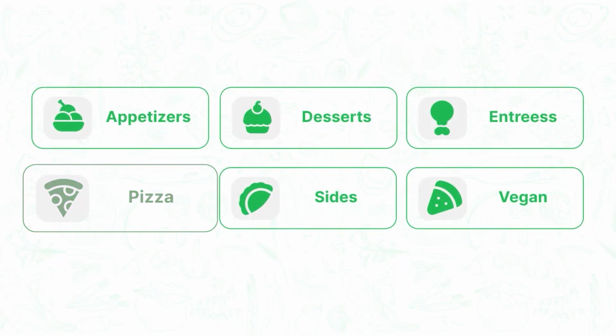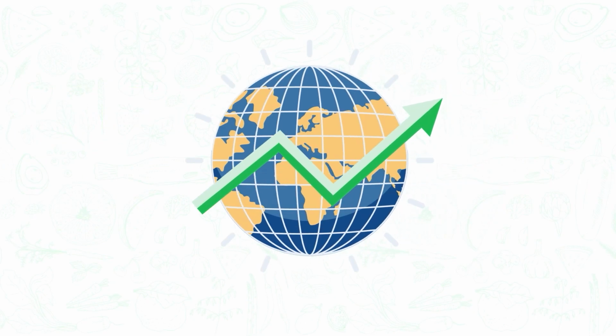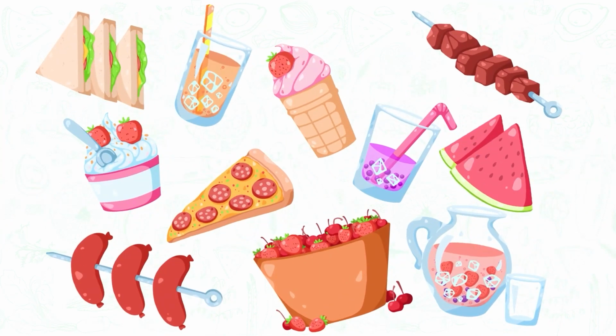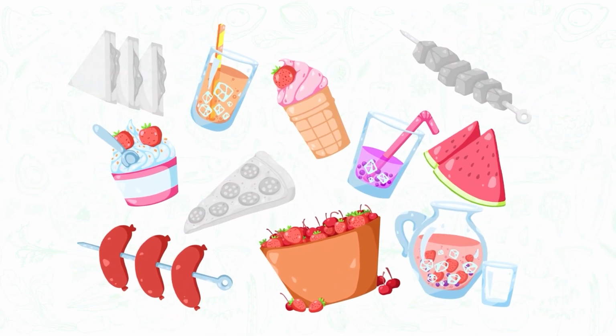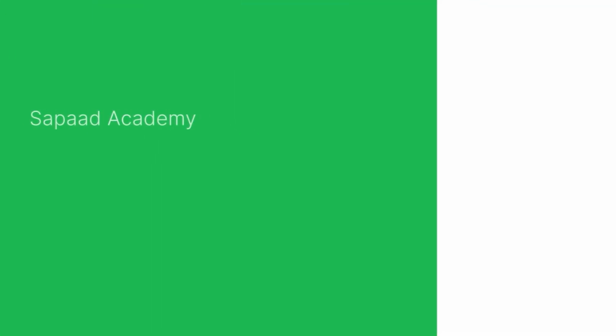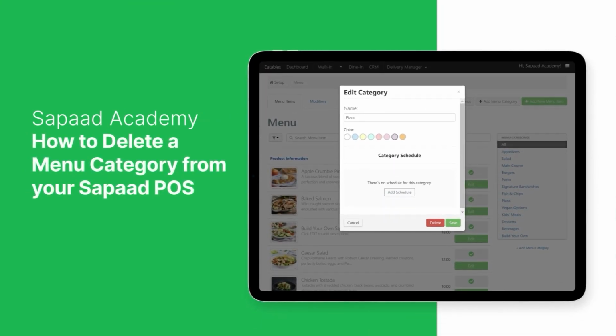Restaurants often remove menu categories due to changing trends, seasonal specials, or discontinuing a low-performing menu section. In this video, we'll show you how to delete a menu category from your Sapaad POS. Let's start.